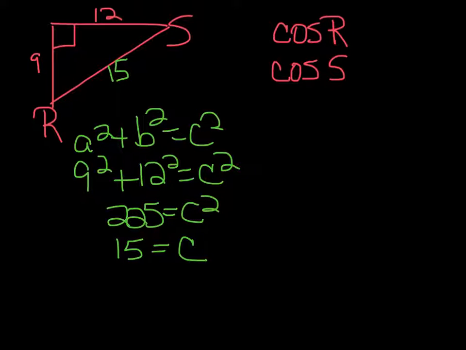Now we can go about our business and find the cosine of R. If we start right here at angle R, the cosine is adjacent over hypotenuse. So our side adjacent equals 9 over the hypotenuse, which is 15. If we come from angle S, the adjacent side is 12, and the hypotenuse is 15.